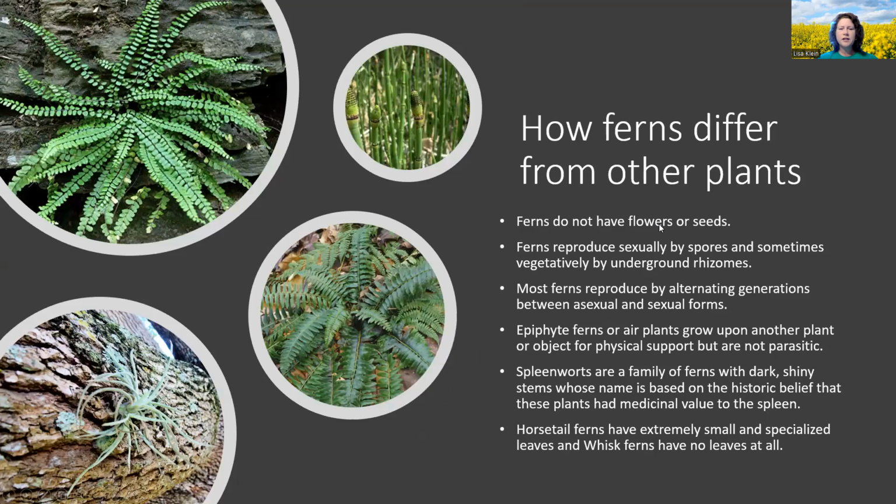All right, so how ferns differ from other plants. They don't really have flowers or seeds per se. They reproduce through spores, which share some things in common with fungal organisms. But ferns reproduce sexually by spores and sometimes vegetatively with rhizomes. There are other things that use rhizomes. You can see that in grass, like zoysia or Bermuda, and other types of flowers.